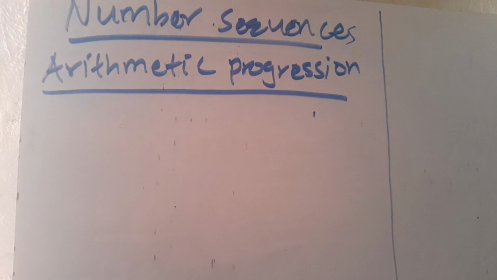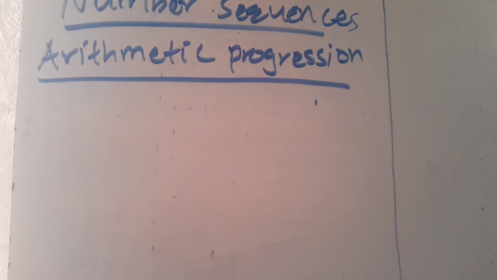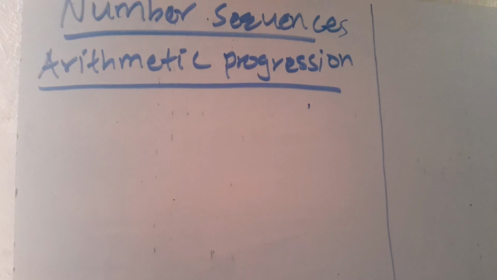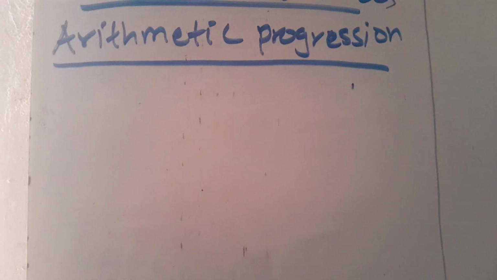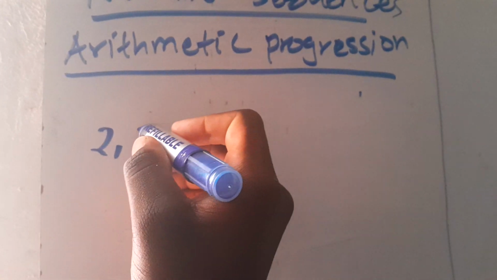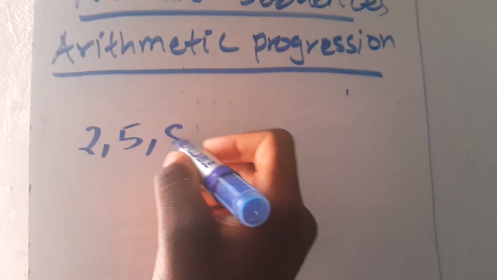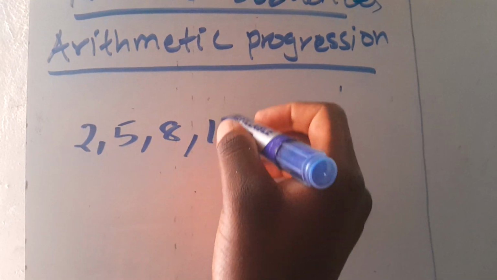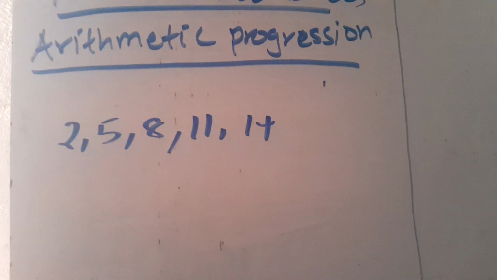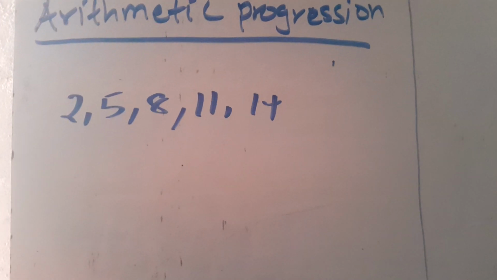Arithmetic progression is when you have a sequence of numbers and the difference between each of the terms of the sequence is the same. For example, if you have a sequence like 2, 5, 8, 11, and 14. The difference between each of these terms is the same.